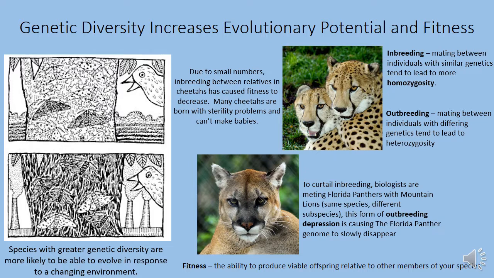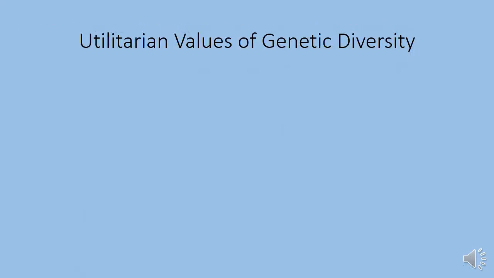This word fitness doesn't mean that you went to Gold's Gym and you can do 60 reps on the bench press or whatever. Fitness means the ability to produce viable offspring relative to other members of your species. Viable offspring means a kid that can have kids, right? So if you have 50 kids and they all have kids, you're really fit. If you have no kids, you're not very fit. So that's kind of how fitness is described: your ability to make offspring that can make offspring in relation to other members of your species.